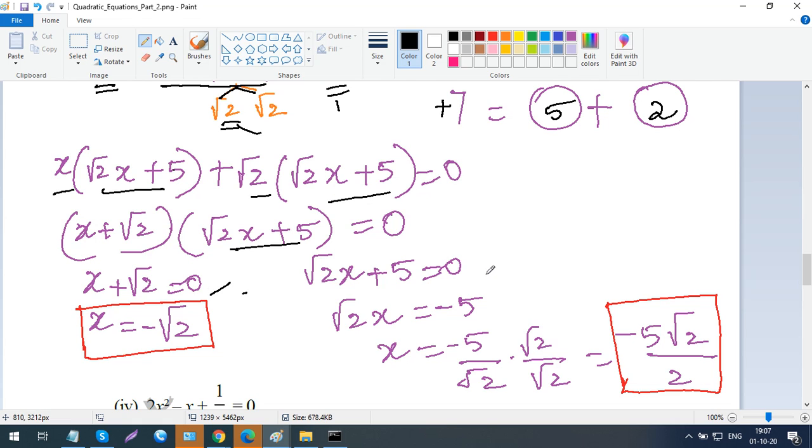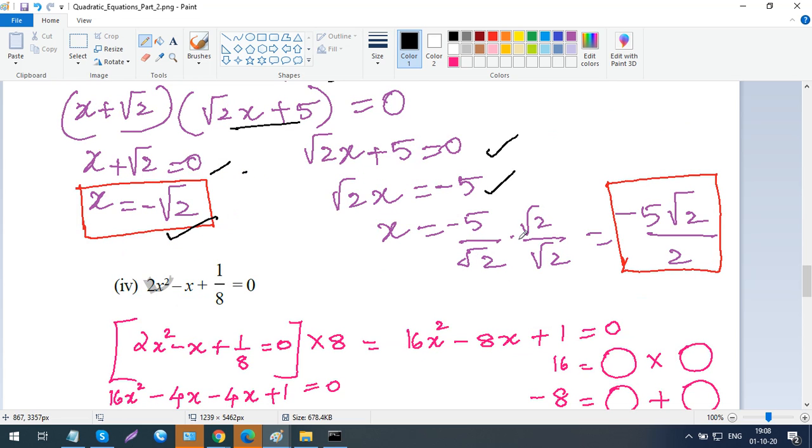So x equals negative root 2 is one answer. Then you move the 5 to the other side, so you get minus 5. x equals minus 5 by root 2. So again, as I said, to get rid of the root in the denominator, you multiply and divide by root 2. So you get minus 5 root 2 by 2. See, in the numerator, if you have a root, it's not an issue. From the denominator, you should try to take it out.